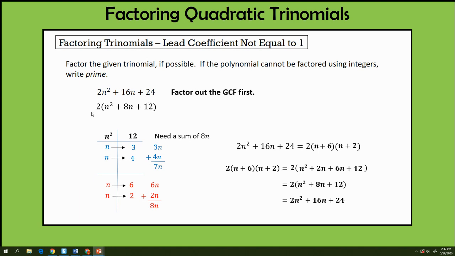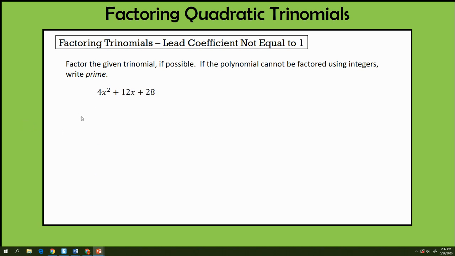Okay, so take the GCF out first, and it's got to stay part of the factored chain there, as you will. Okay, let's look at this one. 4x squared plus 12x plus 28. If I have a number as a coefficient here other than 1, then I'm looking to take out the GCF first. So what can all of these be divided by? Well, they can all be divided by a 4. So I'm going to pull a 4 out.